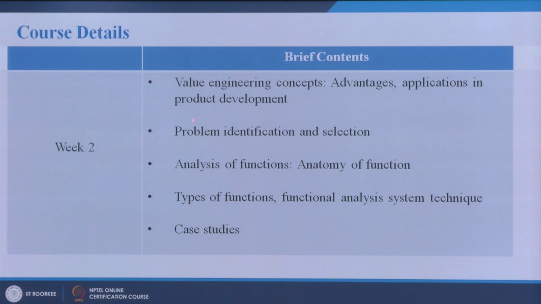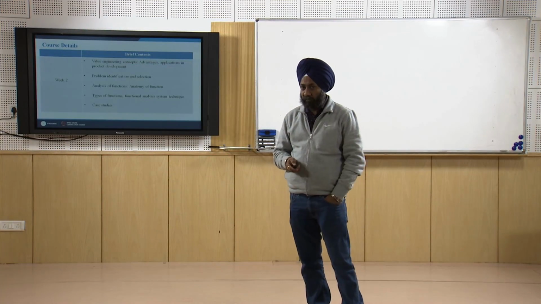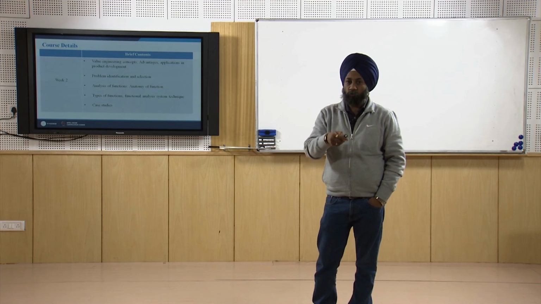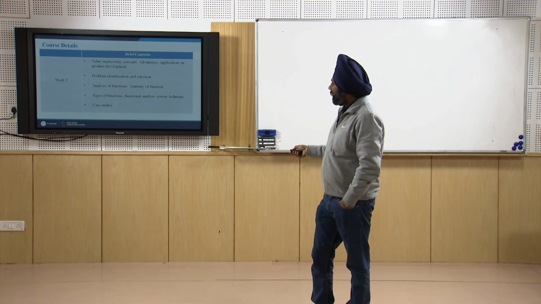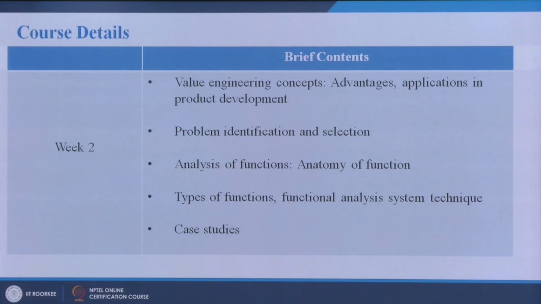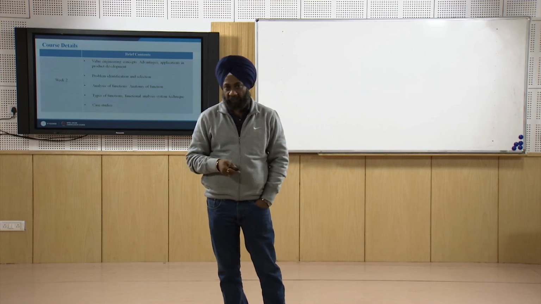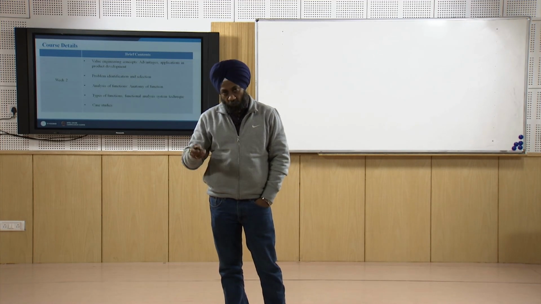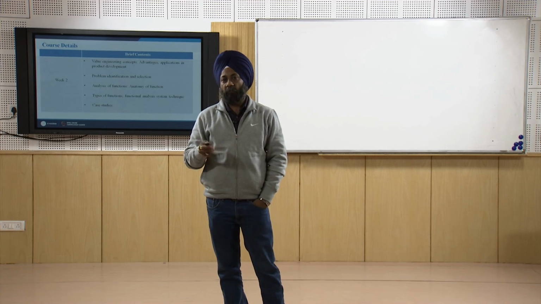Then we will see value engineering problem identification and selection, and the analysis of functions, or the anatomy of the function. There are different types of functions like primary function, secondary function, tertiary function, necessary functions, unnecessary functions. We will learn that through the Functional Analysis System Technique, a standard technique of value engineering which is known as FAST, F-A-S-T. If you Google this word, you will find so many examples of FAST. Then we will see a few successful case studies where the principles of value engineering have been applied and successfully implemented across organizations, not only in India but across the world.